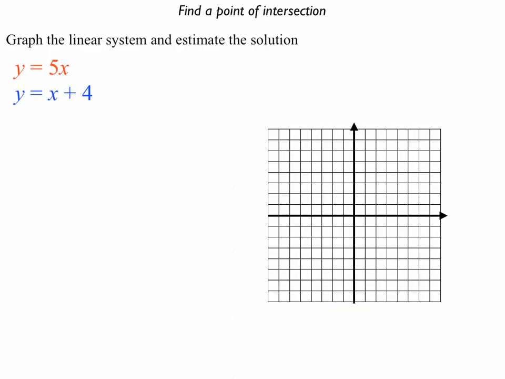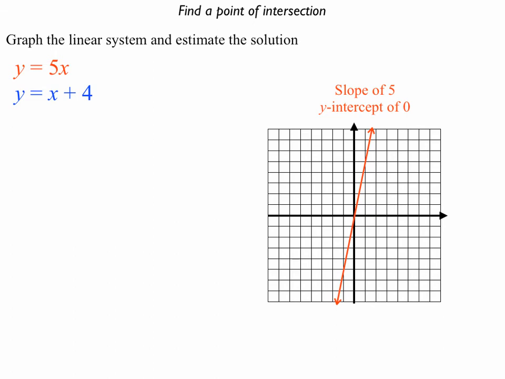Now let's actually graph the linear system and estimate the solution. I've written two different ways of asking the same question here: find a point of intersection, and estimate the solution. Those are two different ways of saying the same thing. We're going to graph the red equation first, y equals 5x. Recall from our last chapter what the slope and the y-intercept are. This equation has a slope of 5 and a y-intercept of 0. So we put a point at 0, and since the slope is 5, you rise 5 units and run 1 unit, and 2 points make a line, so we drew our line.